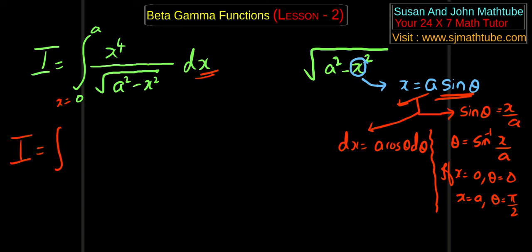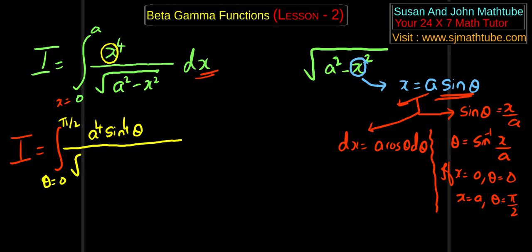So what happens to the integral? The limit will change to theta because that is a new substitute, and our x becomes a to the power 4 sine to the power 4 theta, the whole divided by, you already know what will happen here, a square minus a square sine square theta.